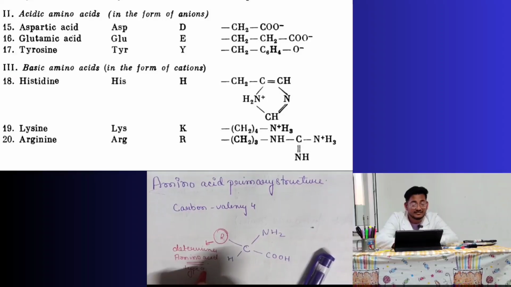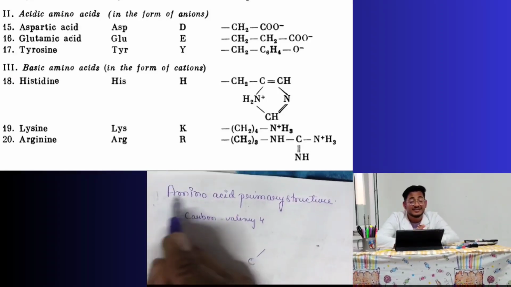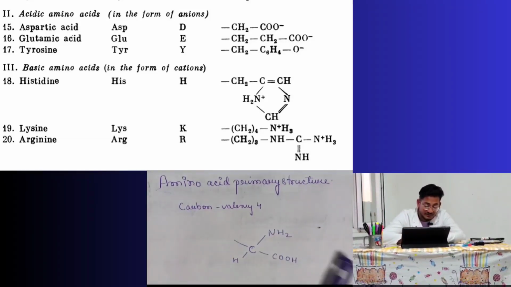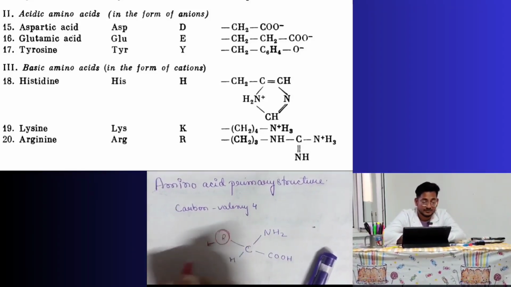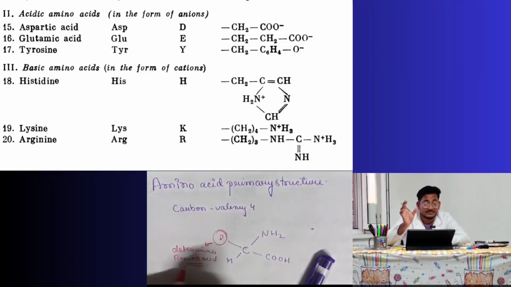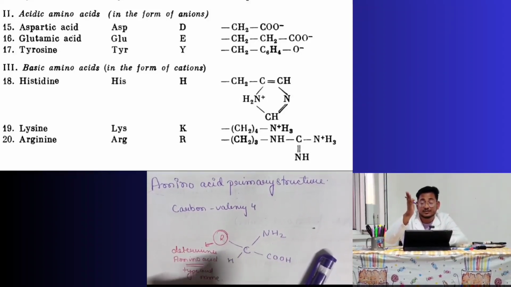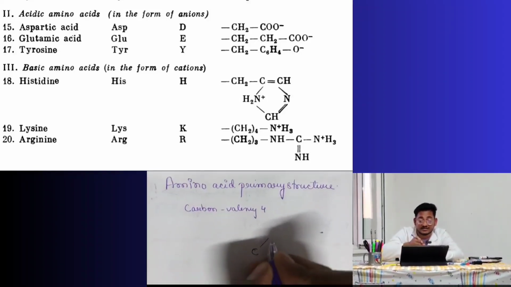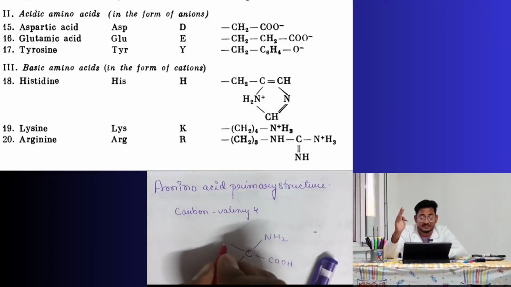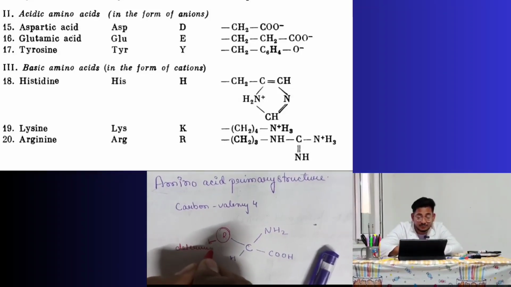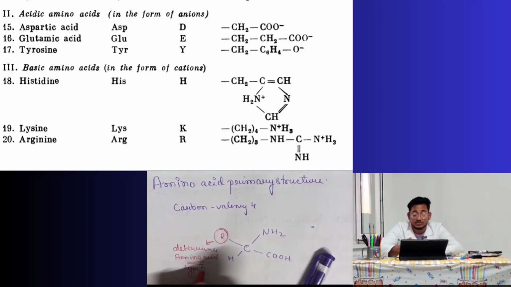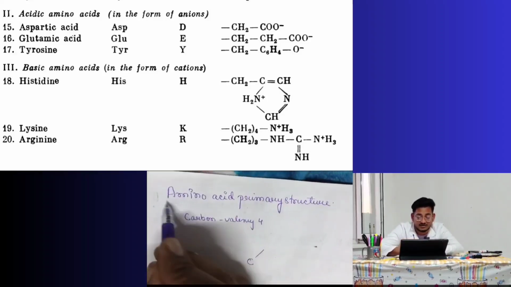Now we have the basic amino acids: histidine, lysine, and arginine. Histidine is HIS, and its R group is CH2, then C double bond CH, where the middle C is connected with NH2 and the third carbon is connected to N, and both nitrogen groups are connected towards the CH bond. It is better to see the structure of histidine on the screen.